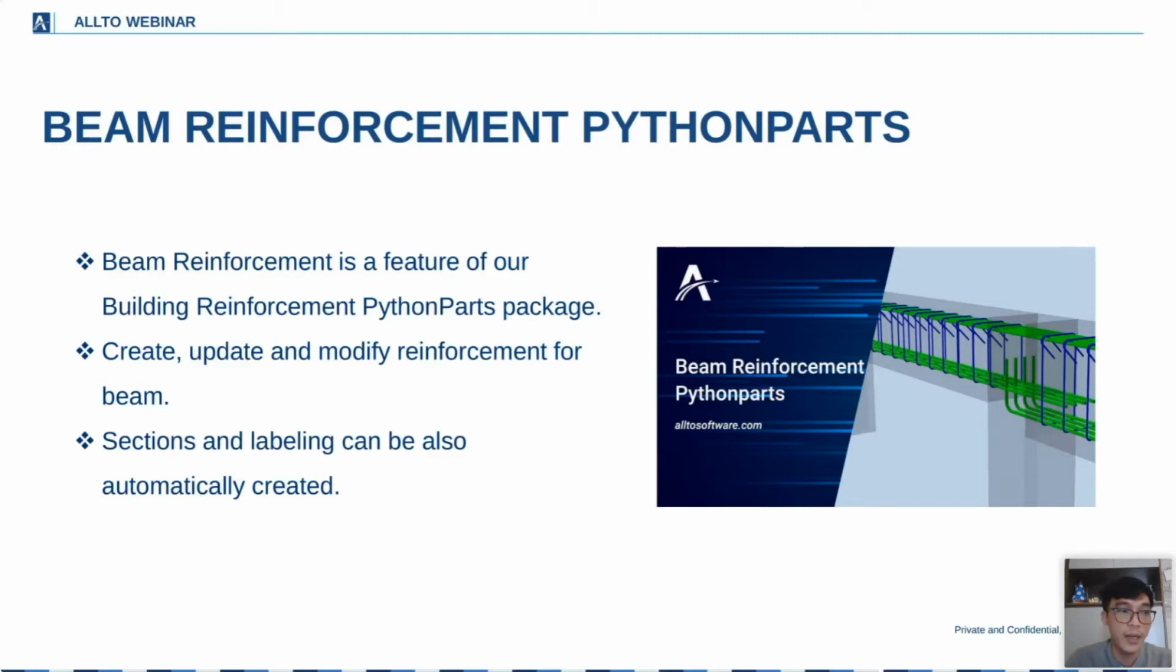And with the beam reinforcement Python part function, pose section and label style can be defined quickly, and that means production of drawings will be faster, and we can also avoid mistakes. So, I won't make you wait too long. I will open ALLPLAN software and introduce you in detail to how to use our beam reinforcement Python part.